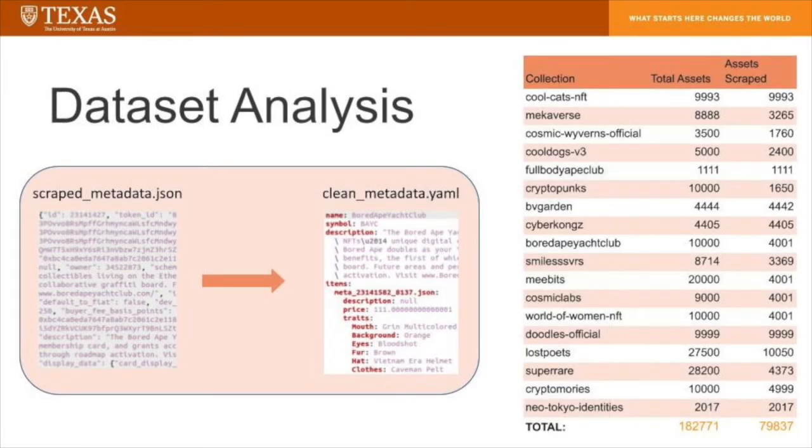On the right, we can see the 18 collections that we scraped from OpenSea.io for a total of just less than 80,000 images. For ease of use, we additionally reformatted the metadata into a cleaner YAML file that only contained the useful data needed to generate labels for our scraped images.